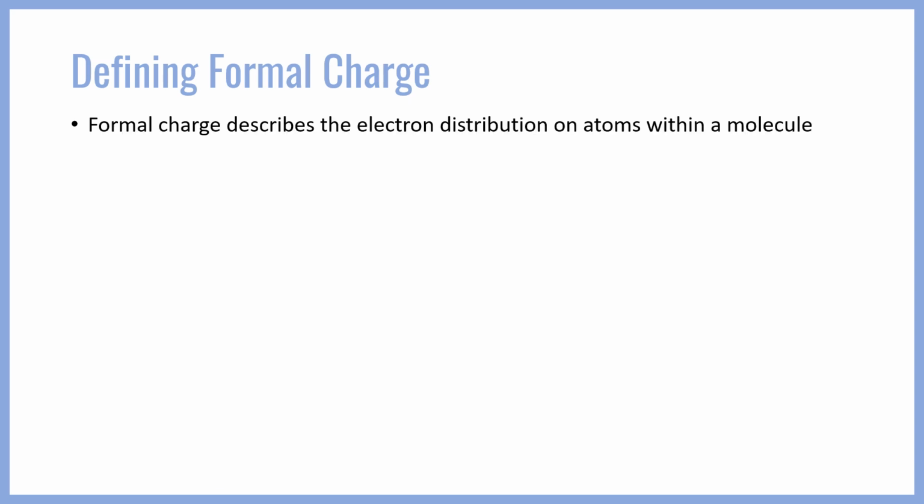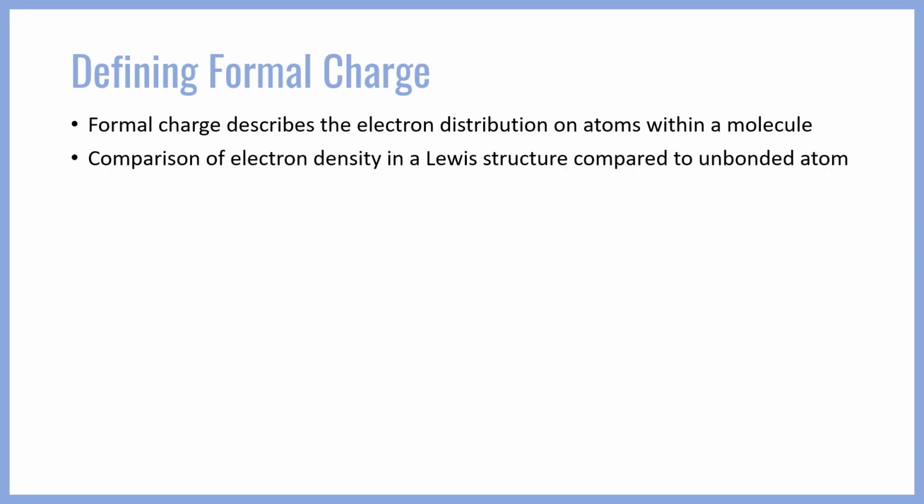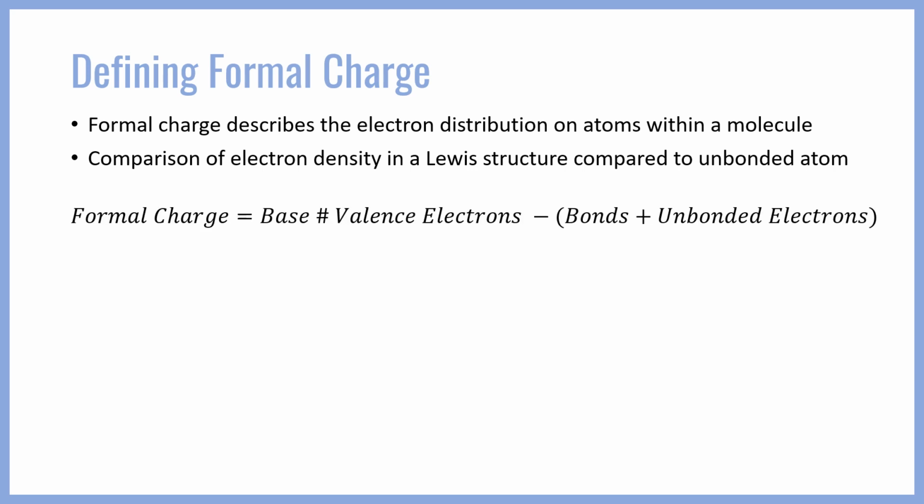The first thing we want to do is define what exactly a formal charge is. A formal charge describes the electron distribution on atoms within a molecule. It is essentially a comparison of the electron density in a given Lewis structure that we've drawn to the unbonded atom in free space. Mathematically, the formal charge is equal to the base number of valence electrons minus the number of electrons ascribed to it in the Lewis structure.